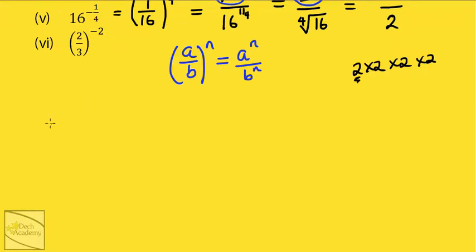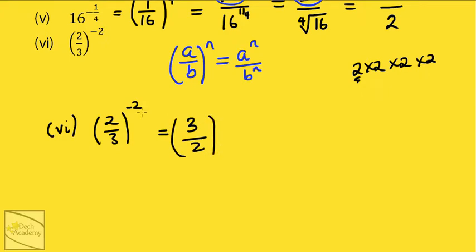And then lastly, for part 6, I have a situation where I have some number or fraction, a fraction is obviously a number, raised to a negative power. So the first step you want to take is to have a positive power. So you want to get rid of the negative sign. And the way you do that is you take the reciprocal of the term that is raised to the negative power. So 2 over 3. The reciprocal of 2 over 3 is 3 over 2. And then I can simply just drop the minus sign.